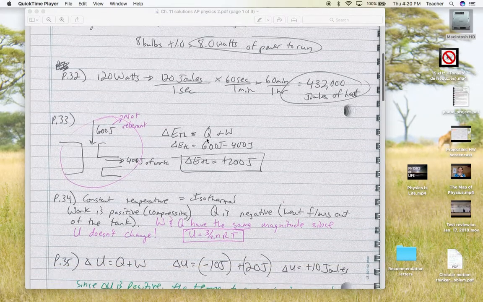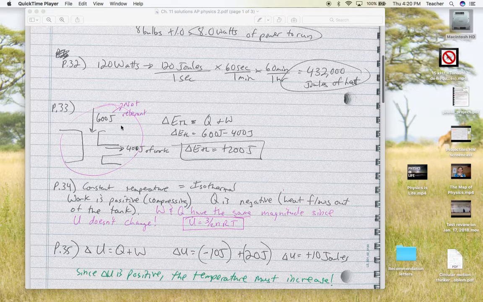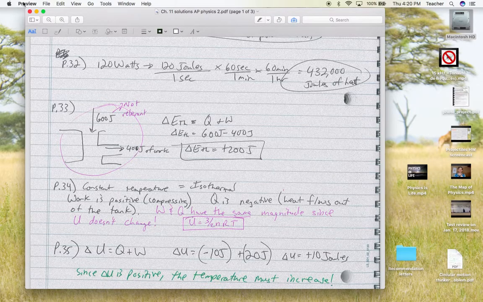For P33, notice I put not relevant for this, but essentially I was thinking about it like a heat engine, and a couple people in class talked to me about that. But this is the first law of thermodynamics. This really would be delta U if we think about things like on your formula sheet. So it's delta U equals Q plus W.